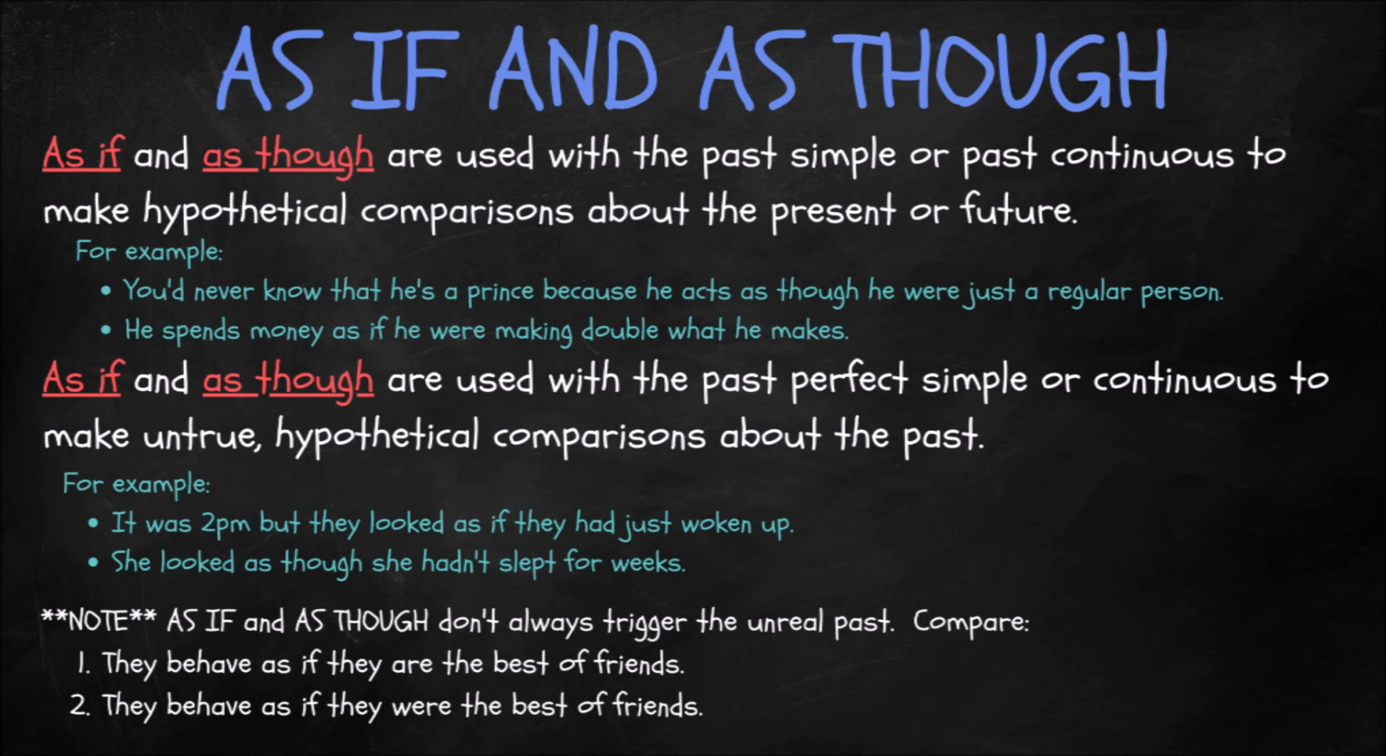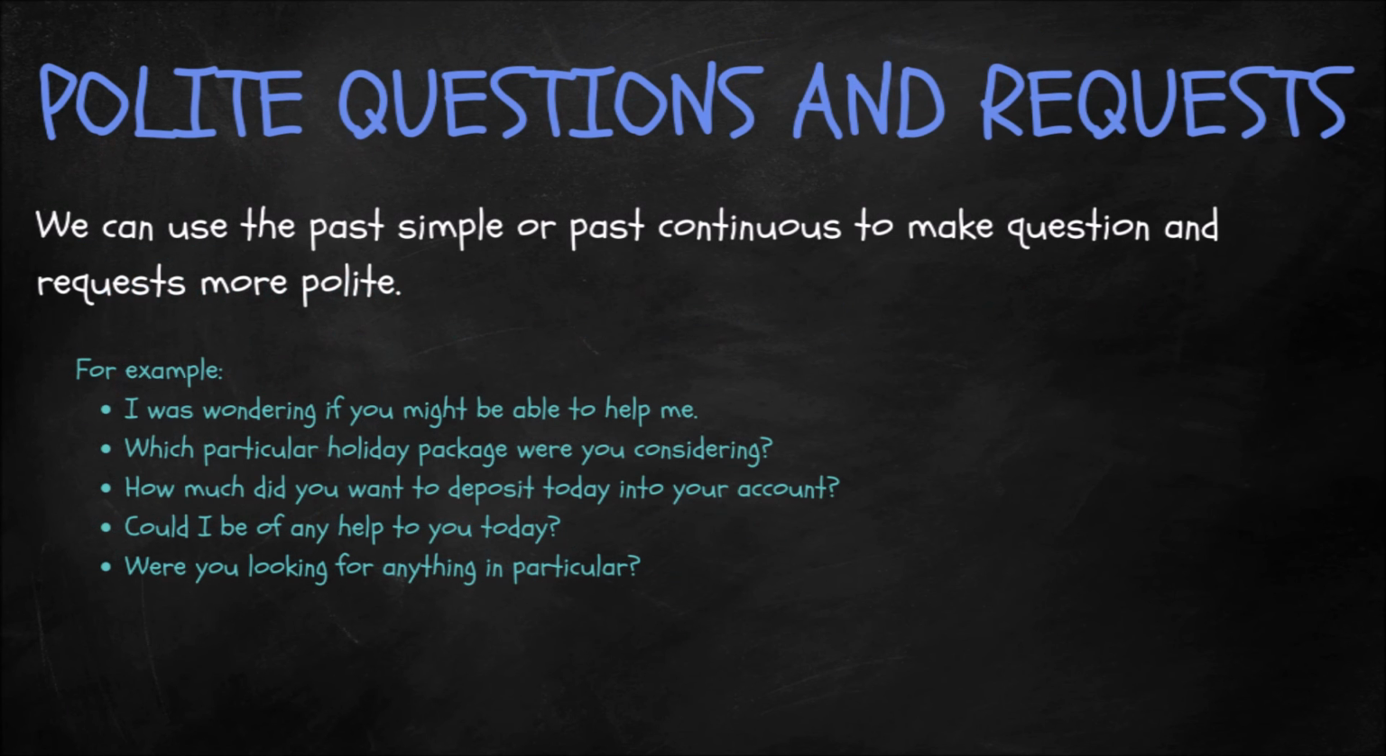It's a hypothetical comparison. And here is our last unreal past trigger, and that is making questions and requests more polite. So if you want to make your question or your request sound more polite, you can use the past simple or the past continuous. This is a great way to make things sound more polite because you're creating that distance, right, between you and the other person. We don't have an equivalent of the formal you. Many other languages have an informal you and a formal you. So we don't have that in English. So we have to use other tools to make ourselves sound more polite and more respectful.